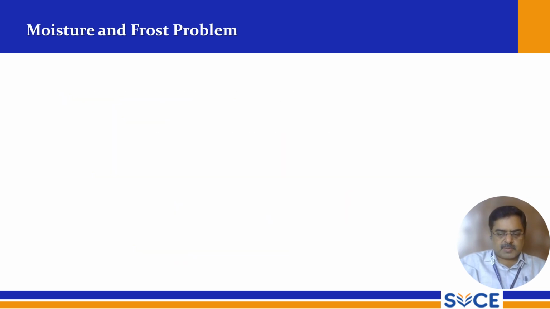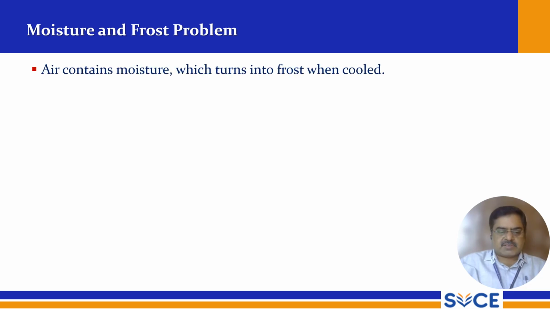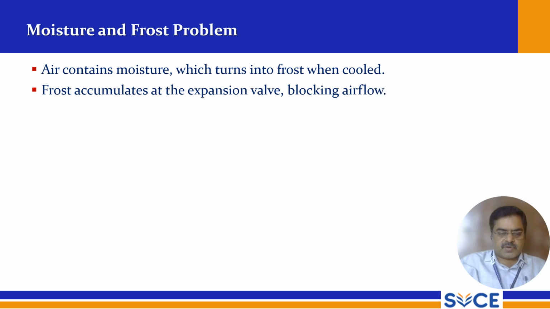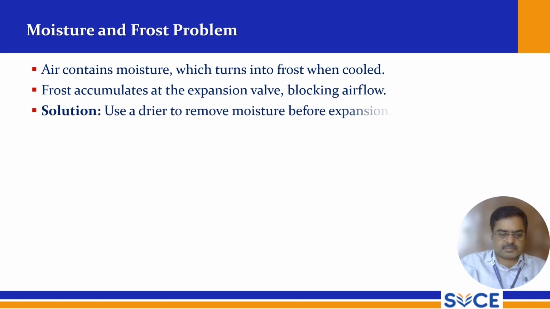Moisture and frost problem. As I mentioned, frost formation is the biggest issue here in the air refrigeration system. Air contains moisture which turns into frost when cooled. Frost accumulates at the expansion valve, blocking airflow. So the solution is, as I said earlier, we have to provide a dryer to remove moisture before expansion. So the moisture contained in the air should be removed before sending it to the expansion process.